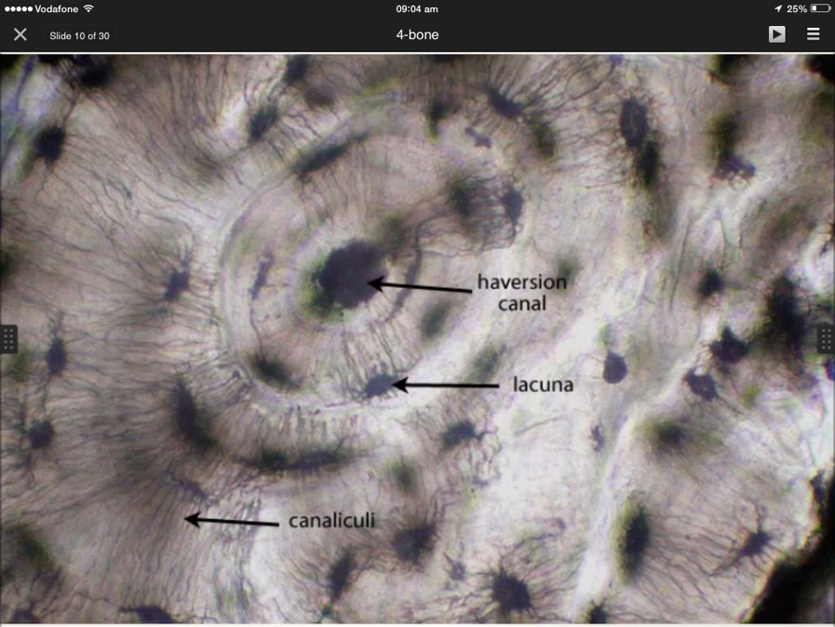Actually, in a section of the bone, you may be asked about the function of these canaliculi. What is the function of these canaliculi? They are the passages through which processes of osteocyte can reach the processes of the neighboring osteocytes, so that the nourishment can pass from one cell to another very easily.